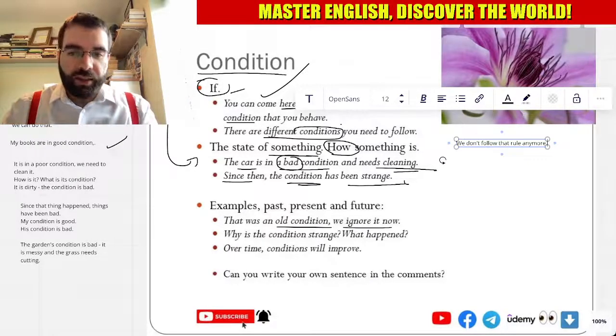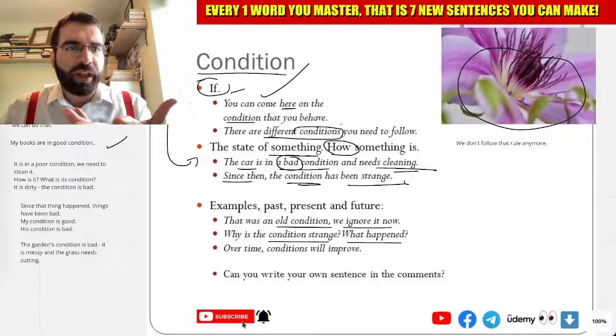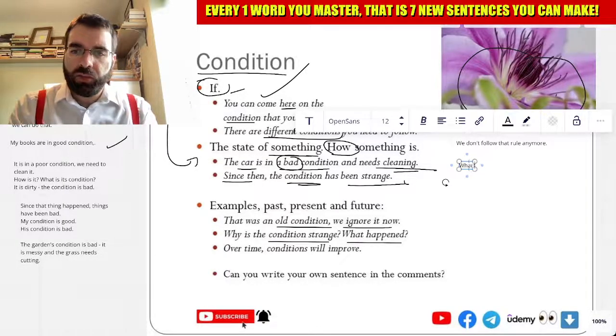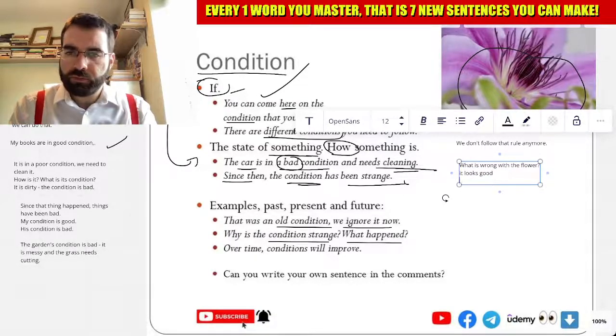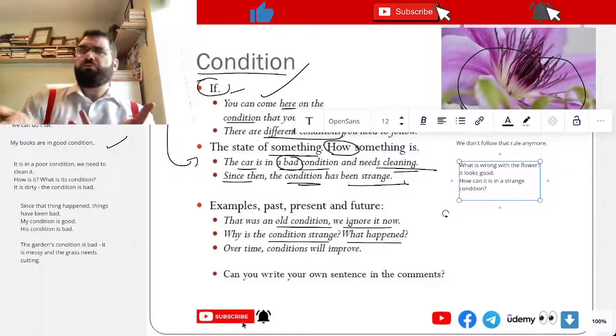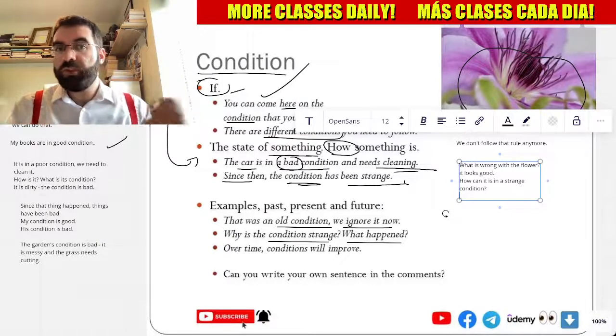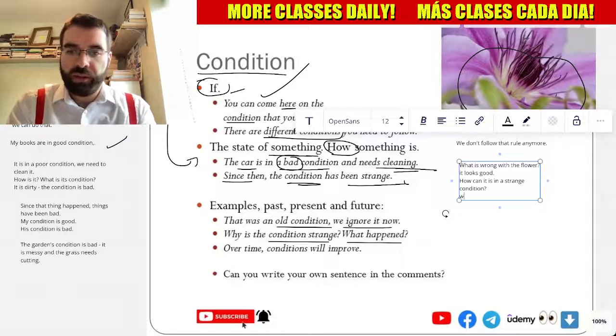And why is the condition strange? What happened? The flower. What's wrong with the flower? The condition looks good. It looks good. How can it be in a strange condition? It's fine. Smells nice, looks nice. It's blooming, the flower. What is the problem?